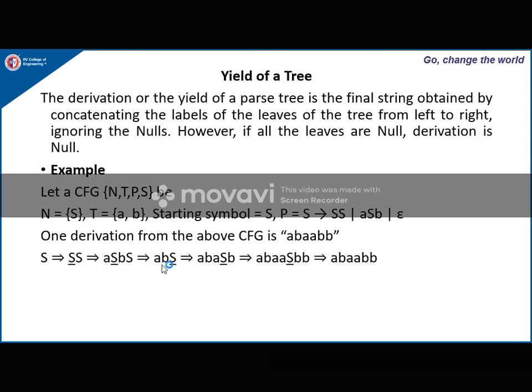So, I will be left with ABS, and for this S I apply the ASB production. So, I will be getting AB ASB, and for this again I apply ASB. So, I will be getting this, and now for this S I apply epsilon, I will be getting the required string, that is ABAABB.